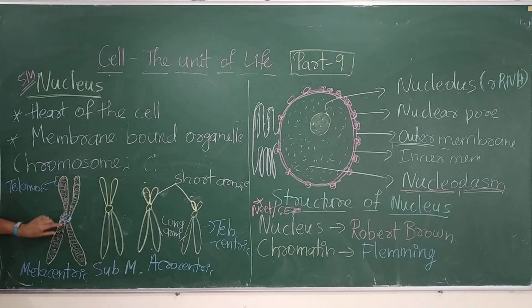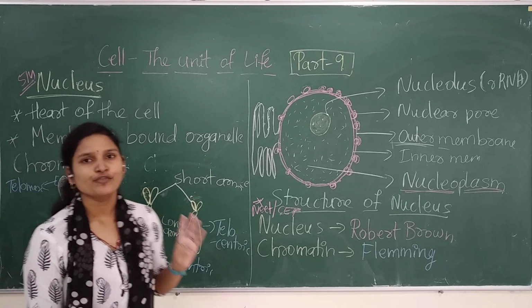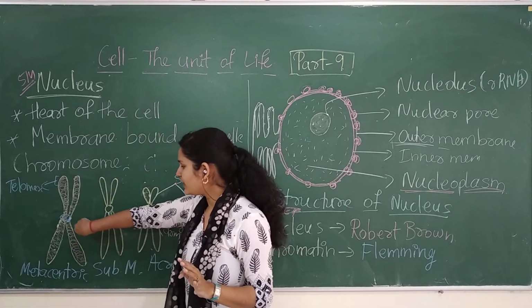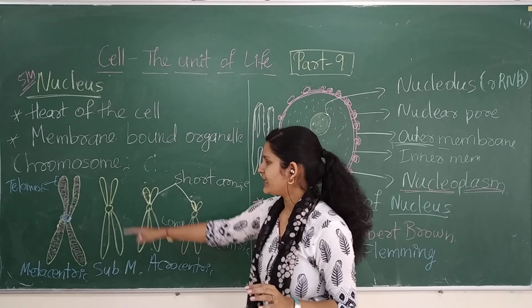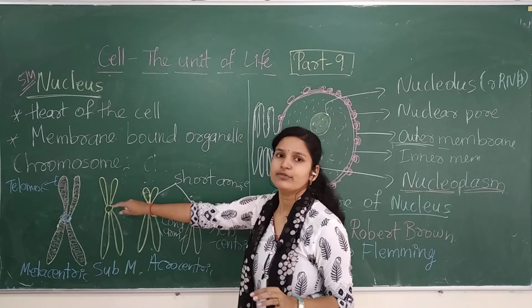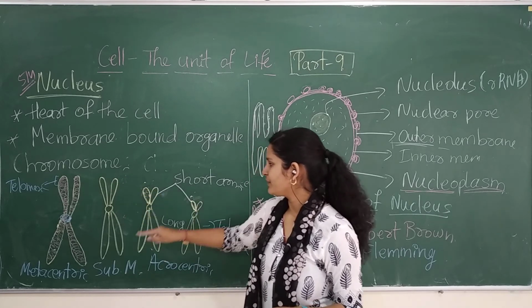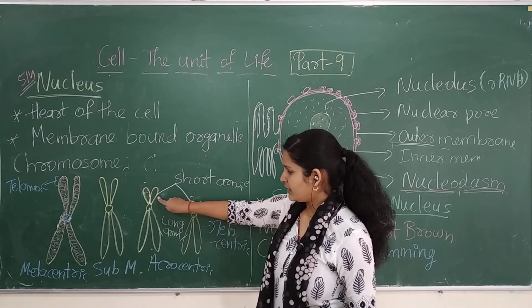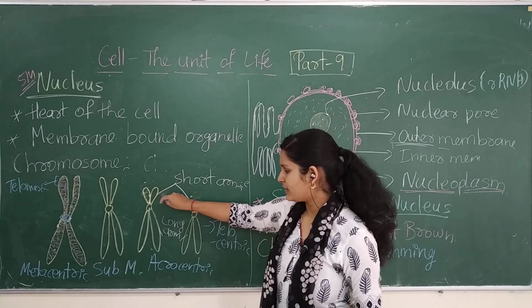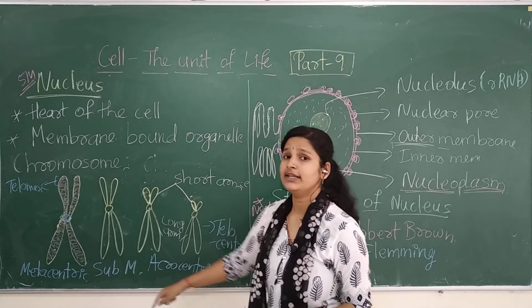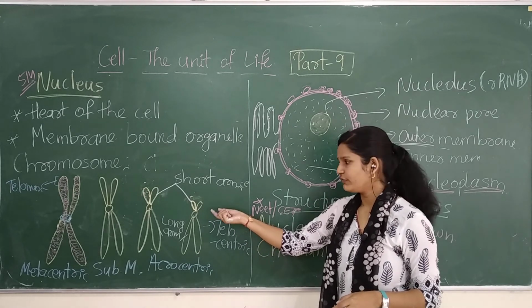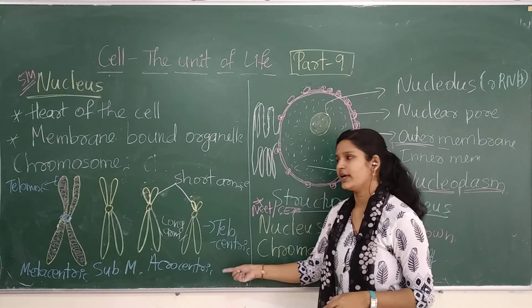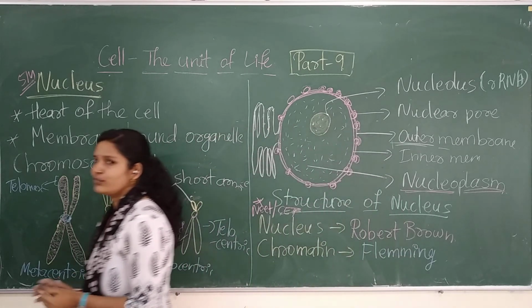Based on the position of this centromere, the chromosomes are classified into 4 categories. If the centromere is present at the center, we call it metacentric. If it is a bit away from the center, submetacentric, and if it is moving towards the end part, we call it acrocentric, and if it is at the end of the chromosome, we call it telocentric. Okay, these are the types of chromosome.